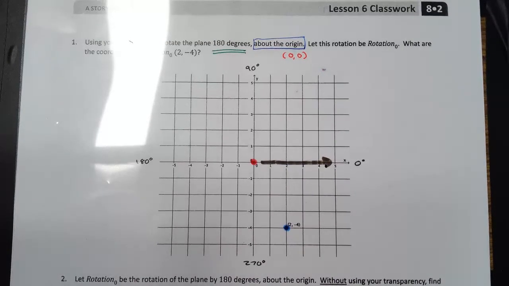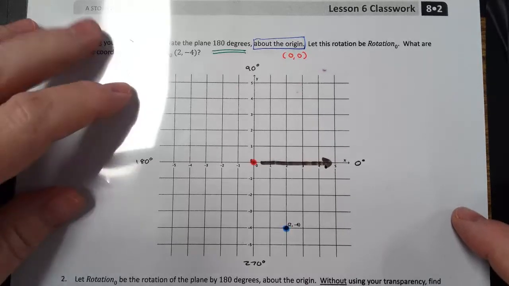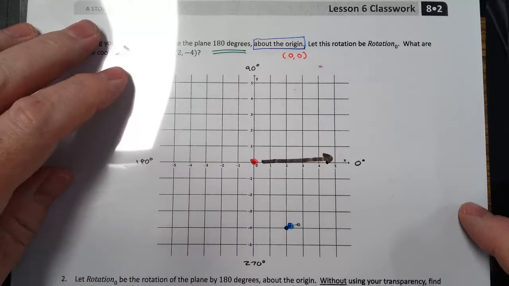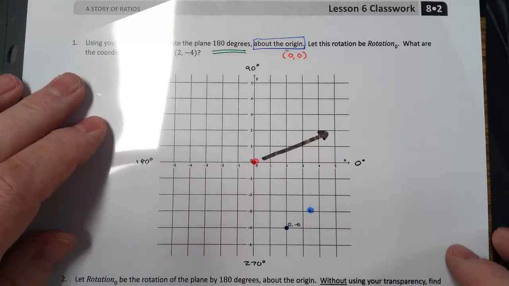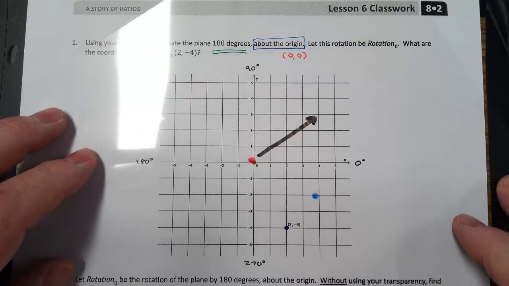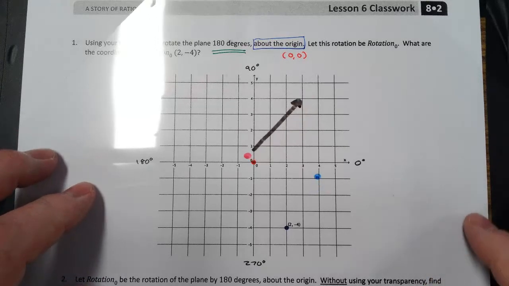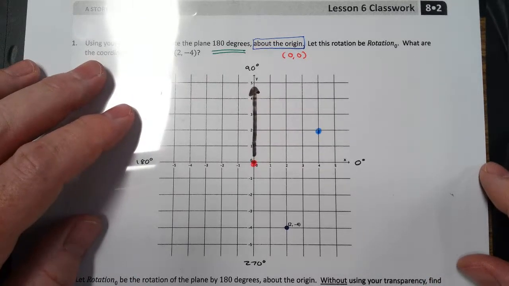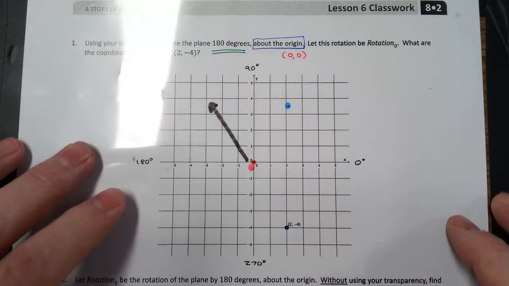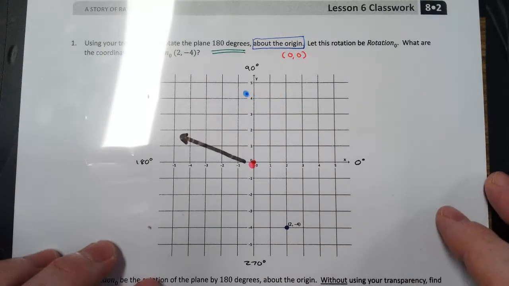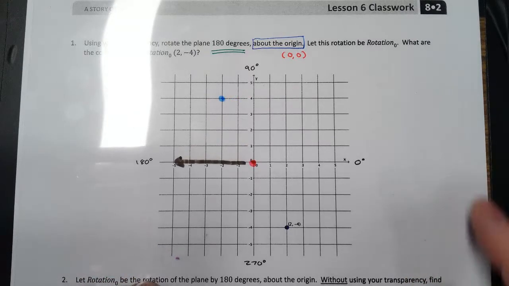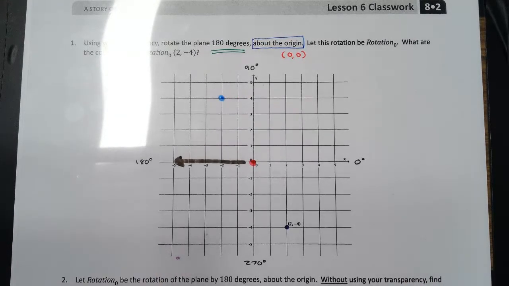So let's take the arrow. Let's keep the point, the origin in the middle, and let's rotate 180 degrees. That's about 45 degrees. Coming up to 90. That's a 90-degree rotation because the arrow is pointing to 90. So I have to keep going all the way until the arrow points at 180.